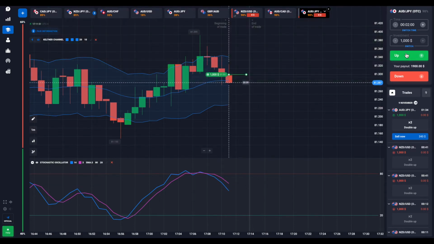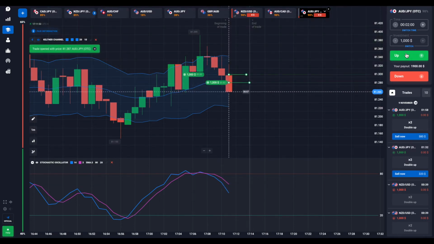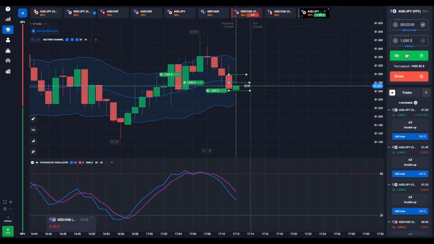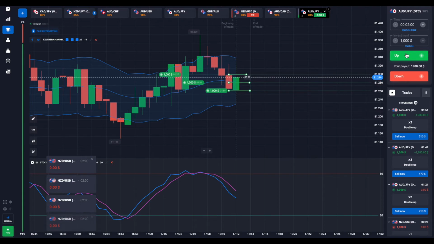Do another entry here. See how it's reversing right here?